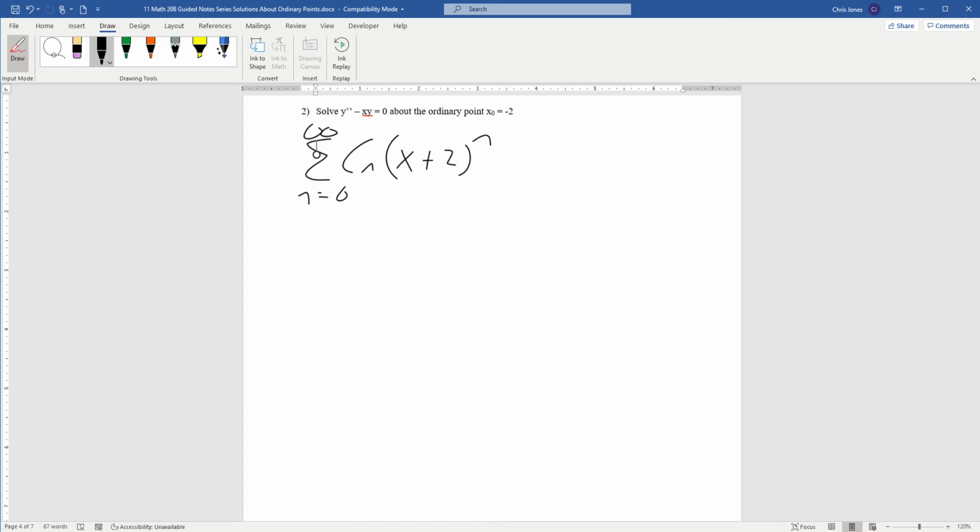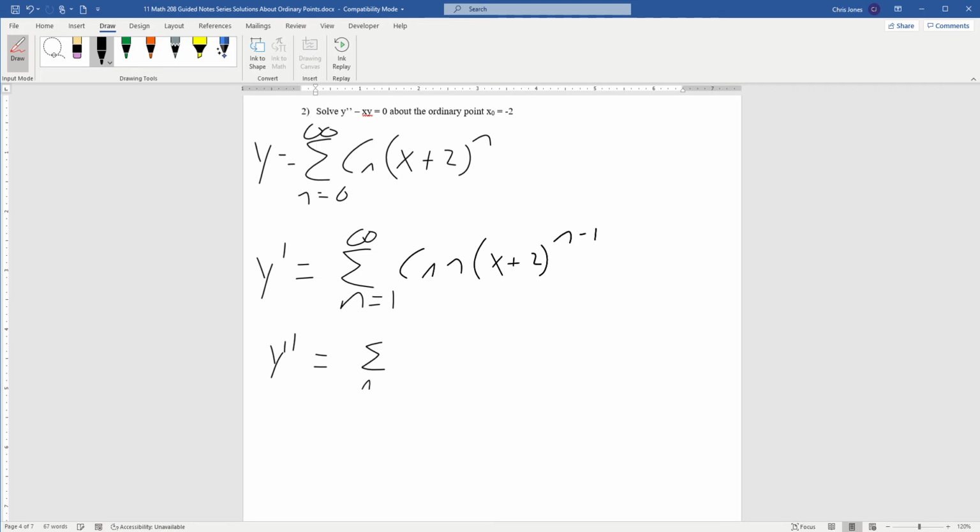Now, there are going to be some algebraic differences. So we're going to say y equals this. We need y double prime, but to get to y double prime, we need y prime. So y prime is going to be, shifting the index, n equals 1 to infinity, c sub n, n, x plus 2 to the n minus 1. And then y double prime is going to be the series n equals 2 to infinity, c sub n, n, n minus 1, x plus 2 to the n minus 2 power.